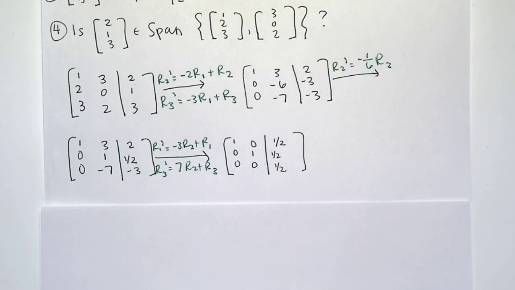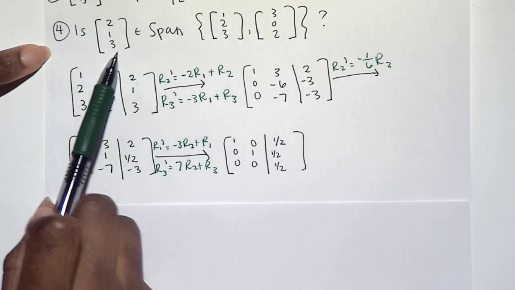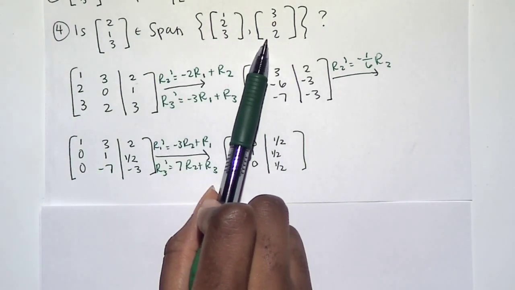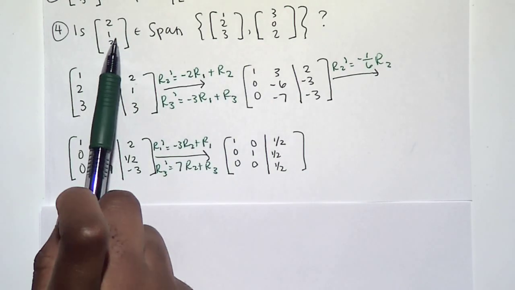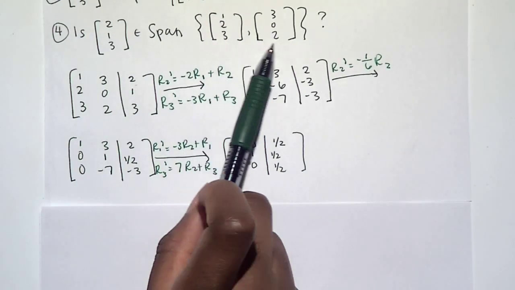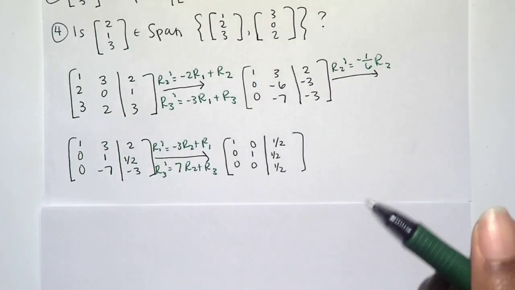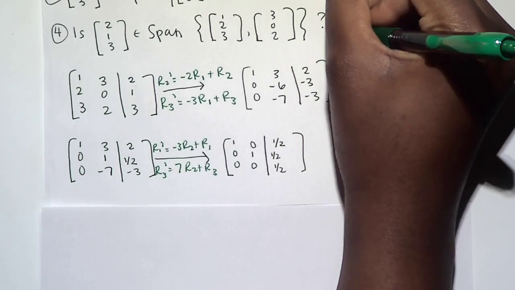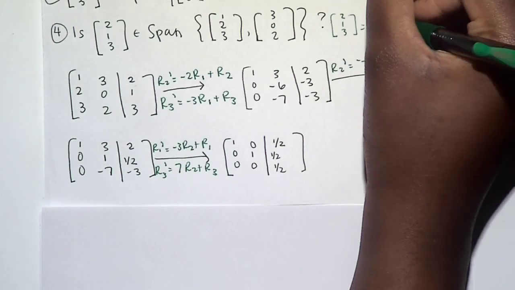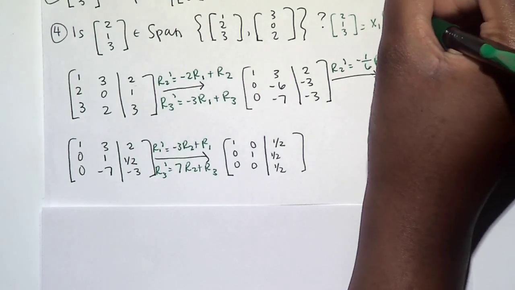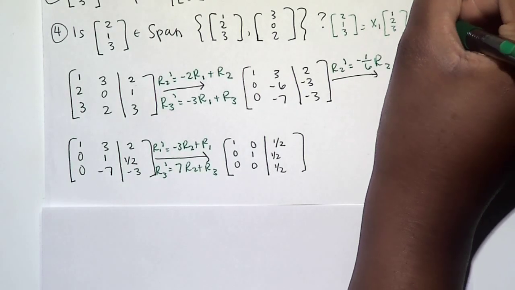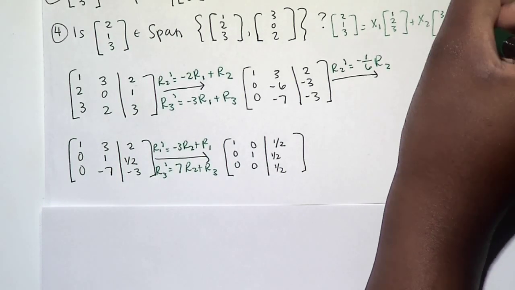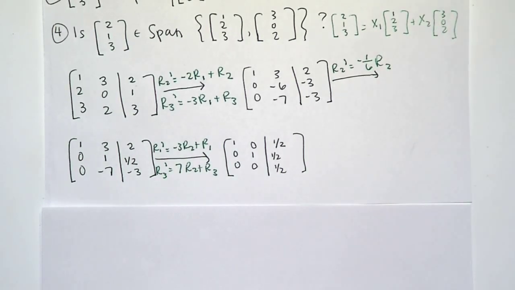All right, so in the last video, we were working on this problem. I asked, is (2, 1, 3) in the span of these two vectors? Which, remember, is the same question as, can we write (2, 1, 3) as a linear combination of these two? So we have to figure out, can we find x1 and x2 such that (2, 1, 3) equals x1 times the first vector plus x2 times the second vector, right? And of course, this is a vector equation.